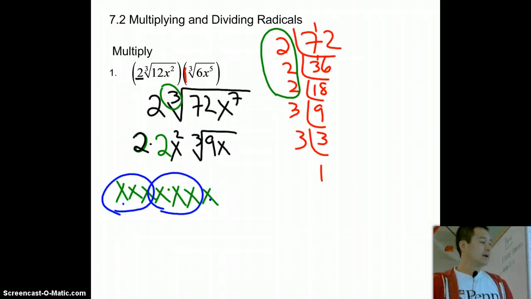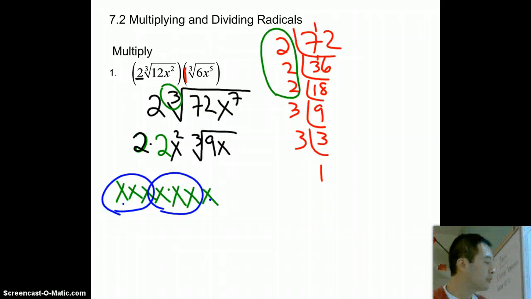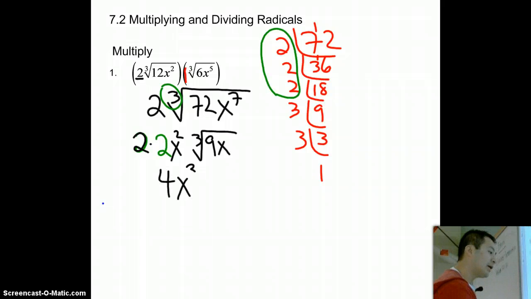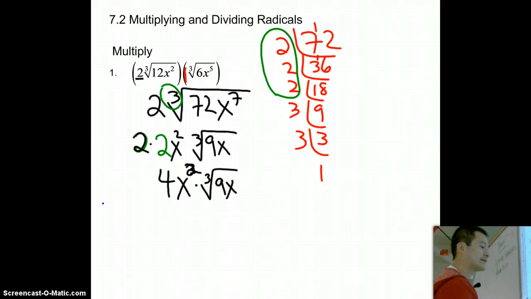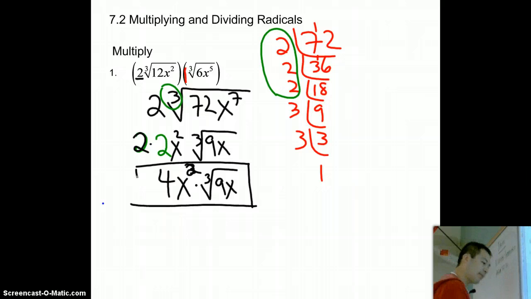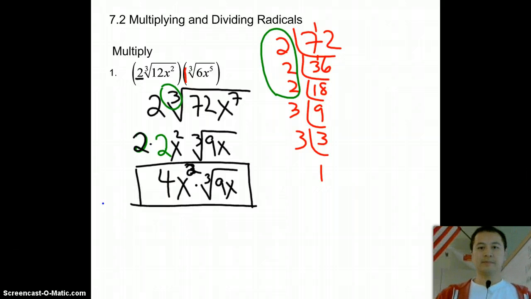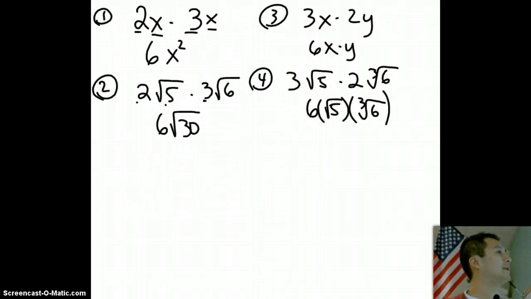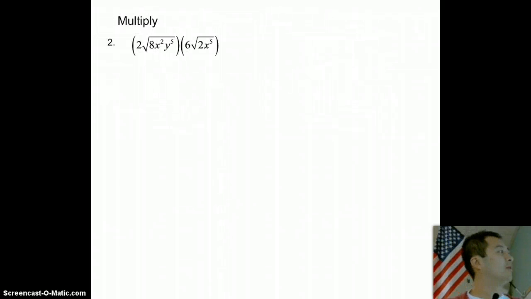How do you guys feel? And therefore, is that my answer? Pretty much. I'm just going to simplify it one more time. This becomes 4x squared, that's a squared, times the cube root of 9x. That's it. How do you feel? Pretty easy? Kind of? So-so? No problem. Come and ask questions. Alright, let's do another one.